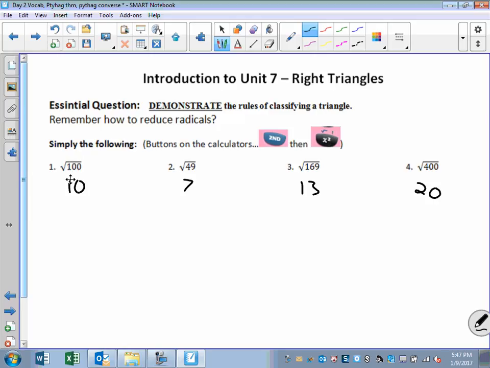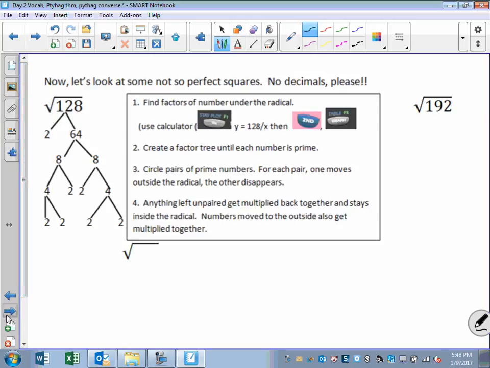Now, I want to show you how to simplify radicals that don't have perfect squares in them. Okay? Now, this is what you need to do. First, you can put it in your calculator in the y equals. So if we have square root of 128, you need to put y equals 128 divided by x. And then hit second graph, so it'll show you the table. And that'll help you create a factor tree if you need that.